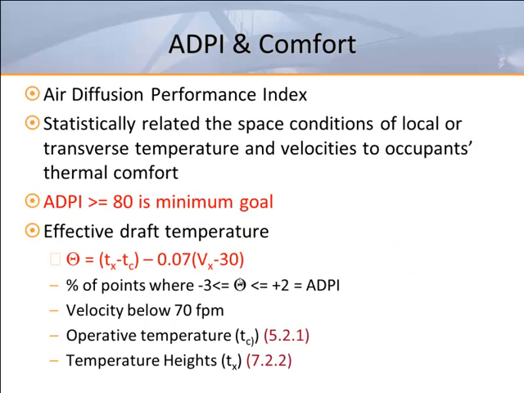Air Diffusion Performance Index, also known as ADPI, is a method of evaluating occupant comfort during cooling conditions based on temperature and velocity in the occupied zone. This method has been in the ASHRAE Handbook of Fundamentals since 1967. The goal is to achieve an ADPI of 80 or above based on the effective draft temperature of the occupied zone test points. TEAM software can be used to calculate ADPI electronically.